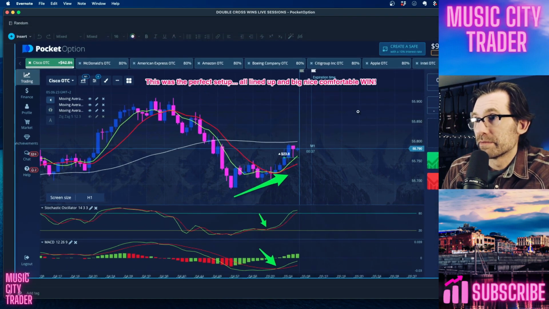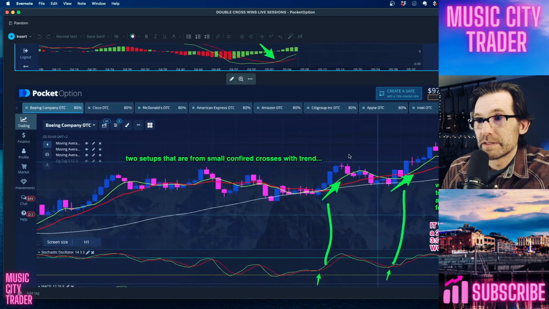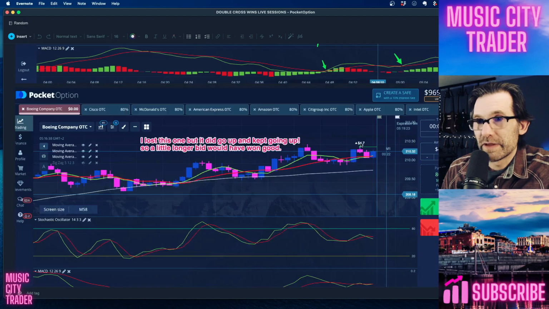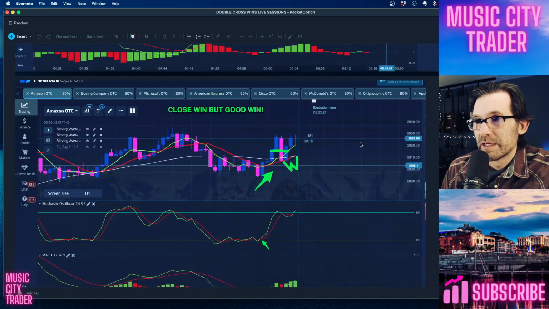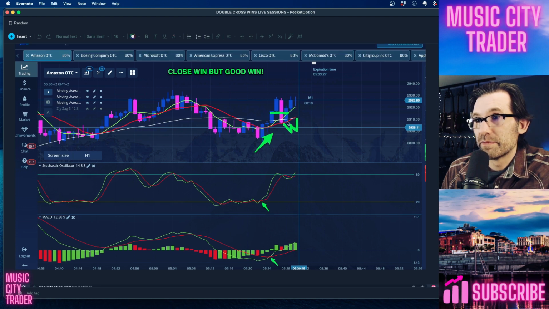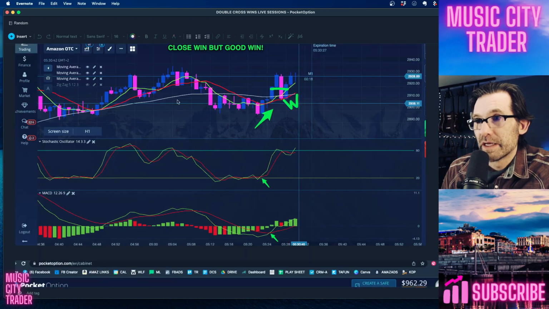So let me look at some other ones. Let's see, 2 setups for a small cross. Okay, this is a little bit more advanced. I might save that for another video. Same thing. This was a close win, but a good win. So this is, let's see, the same thing. It's kind of moving sideways in general, okay?